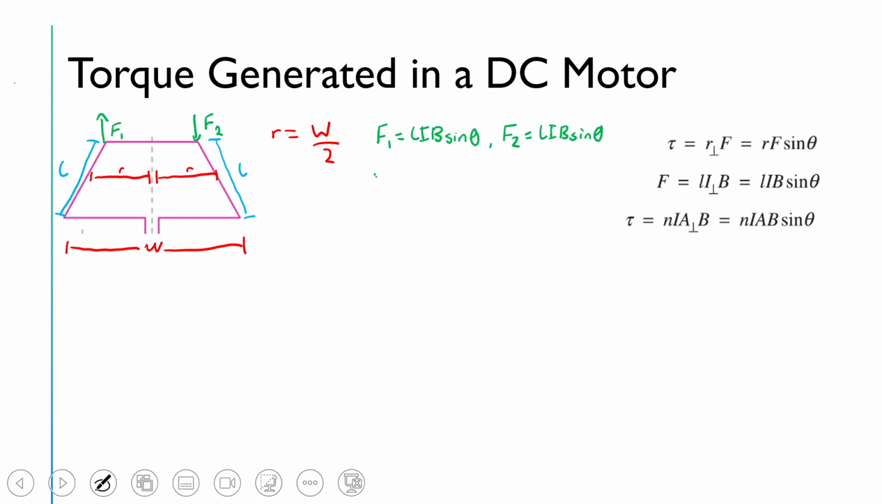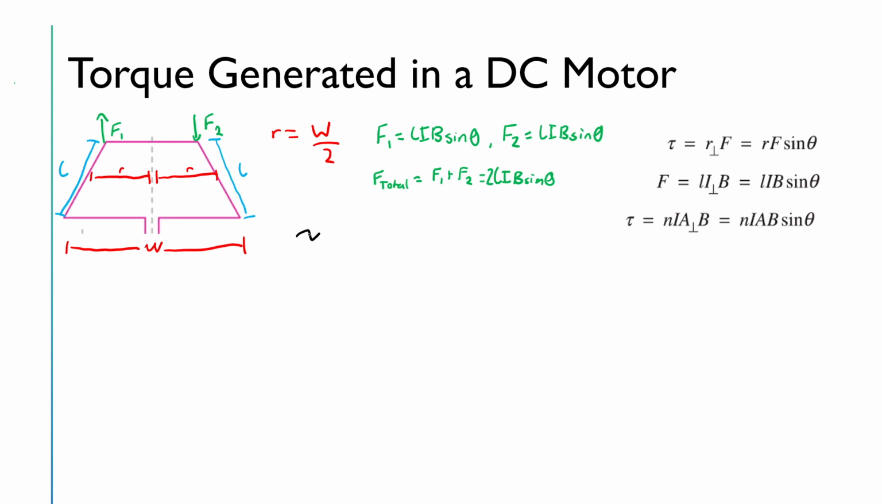So what that means is we can say that the total force is equal to force 1 plus force 2. Even though they're going in opposite directions, both forces are contributing to the same torque. So we can say that that is equal to LIB sine theta as well. But because they're additive, we're actually multiplying all of that by 2.